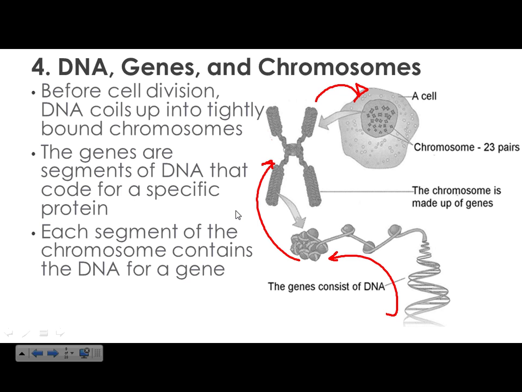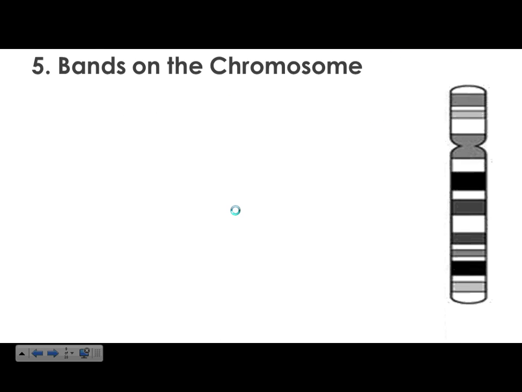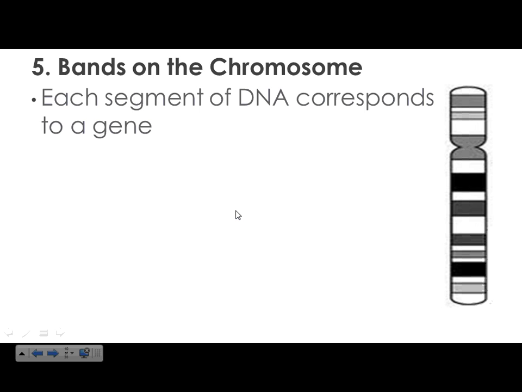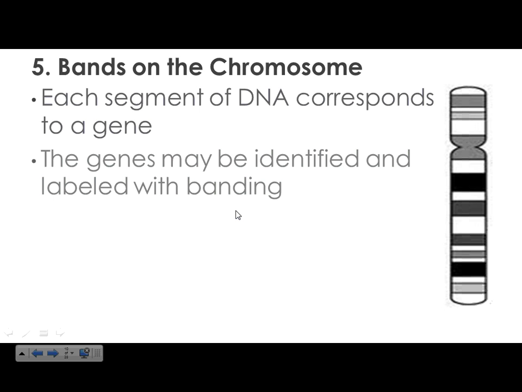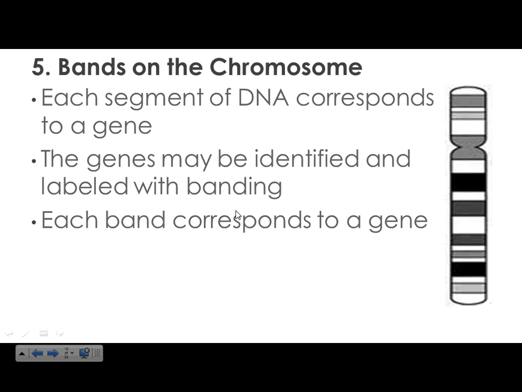Number 5, what do the bands represent on the chromosome? So, each segment of DNA corresponds to a gene, and we can identify and label those genes with banding. Each band corresponds to a specific gene. So do chromosomes actually have bands on them? No. Scientists can color code and label a chromosome that they are studying so they see where the genes are on the chromosome.